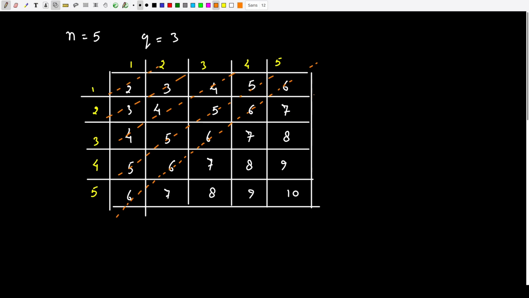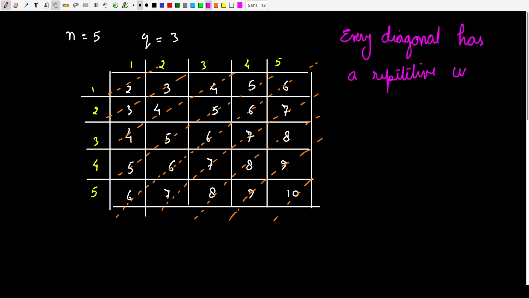And if you look at the lower half of the diagonal, that also has the same number, right? This diagonal has 7, this diagonal has 8, and this diagonal has 9, and this diagonal has 10. So in a sense, what we can see over here is that every diagonal has a repetitive unique entry.